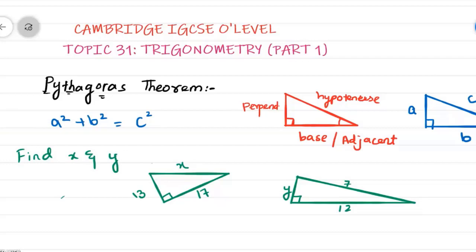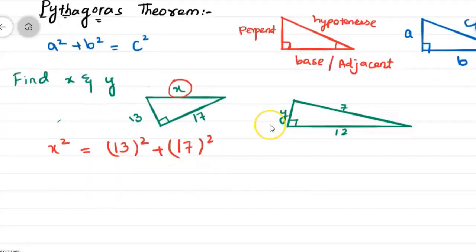Okay, so for this triangle we have the hypotenuse over here. So the square of the hypotenuse is equal to the sum of the squares of the other sides. So the sum of the squares of the other sides is 13 square plus 17 square. Okay, now do the calculations by yourself and add them. Yes, we have 169 for 13 square and then 289 for 17 square. So for finding the length of the hypotenuse, or finding x, you have to take the square root on both sides.